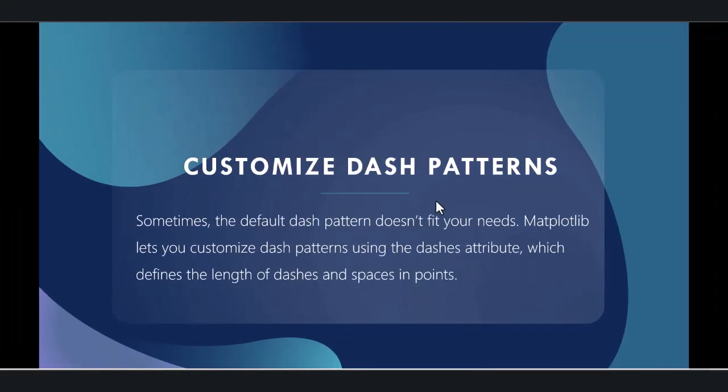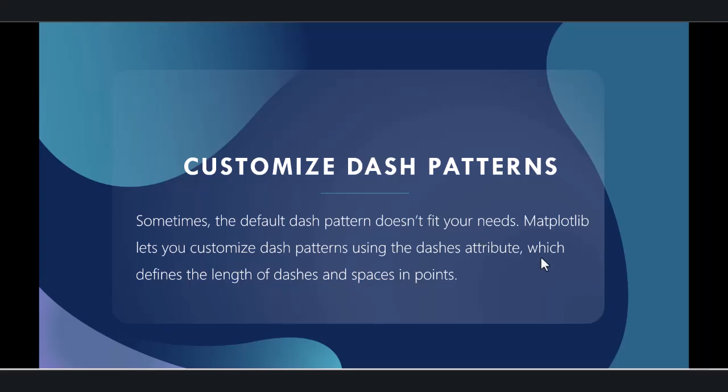Now we will see how to customize dash patterns. Sometimes the default dash patterns don't fit your needs. Matplotlib lets you customize dash patterns using the dashes attribute, which defines the length of dashes and spaces in the plot. It means the default dash pattern would not be what you require. So you can customize the dash patterns using the dashes attribute, which can define the length of dashes and spaces in points.